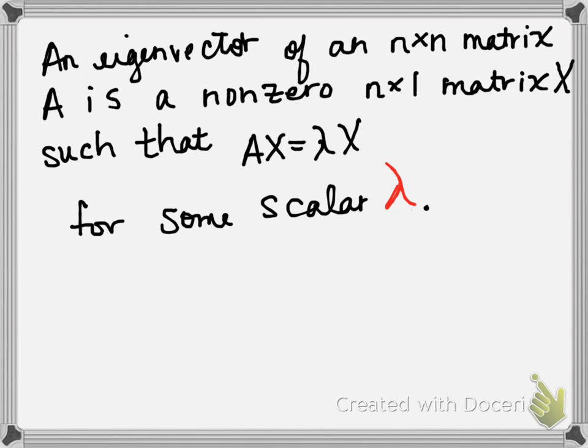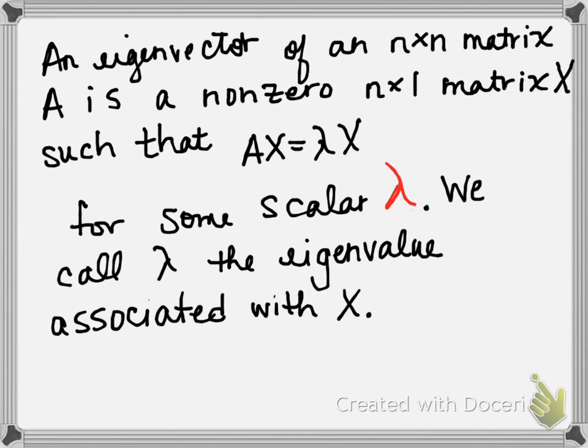So that's a lambda, that should be a real number. So essentially multiplying by A is the same thing as just multiplying by a real number. It is scaling X. And we call lambda the eigenvalue associated with the eigenvector X. So lambda actually goes with particular eigenvectors. So let's do another example.